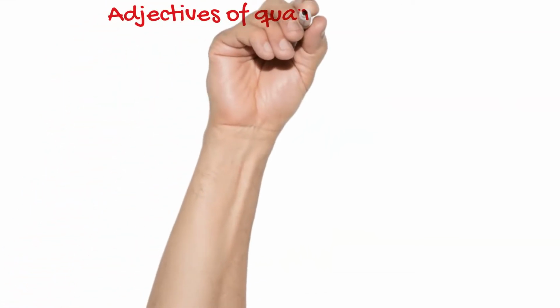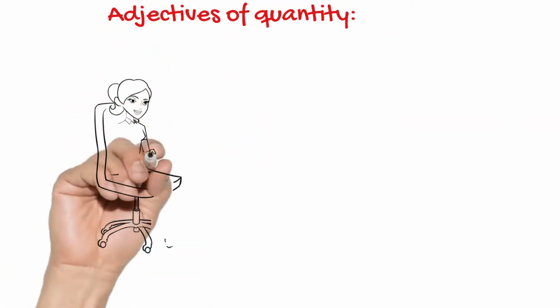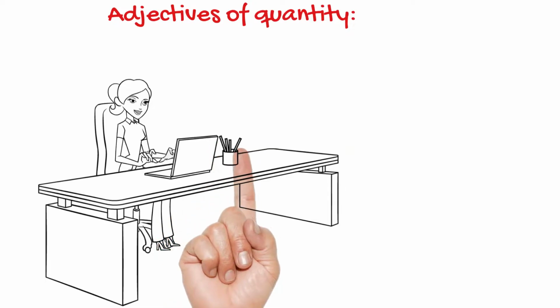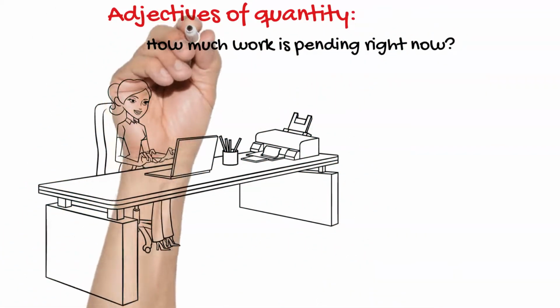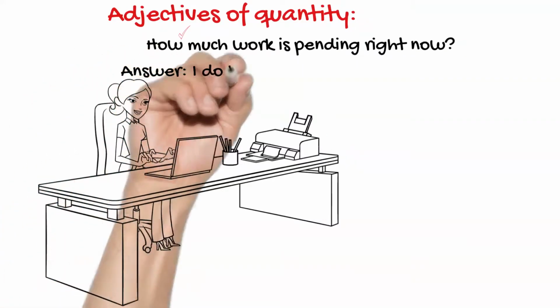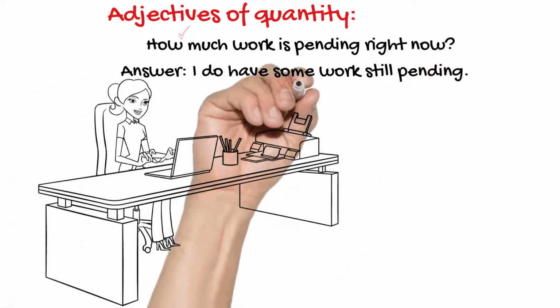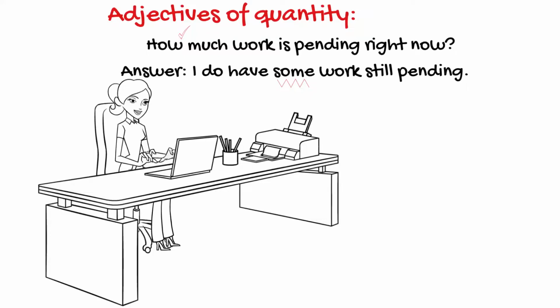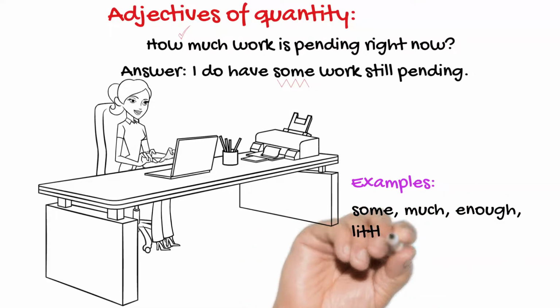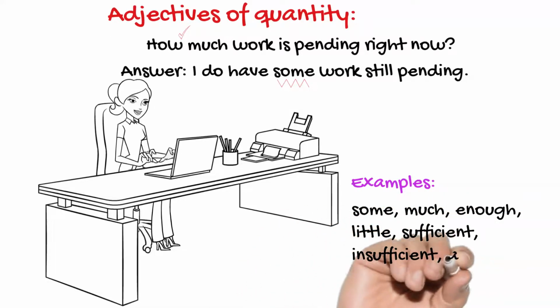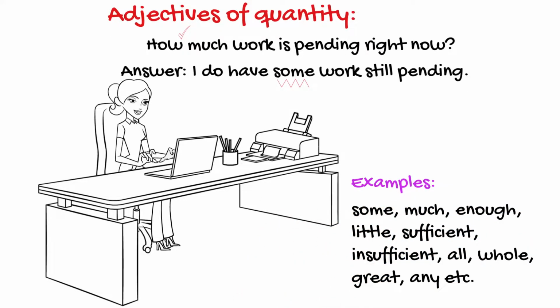Adjectives of quantity. If you answer the question how much, you use the adjective of quantity. For example, how much work is pending right now? I do have some work still pending. Here, the word some describes the work. It is an adjective of quantity. Such adjectives indicate the estimated amount of a noun or pronoun in sentences. Other examples of adjectives of quantity are some, much, enough, little, sufficient, insufficient, all, whole, great, and any.